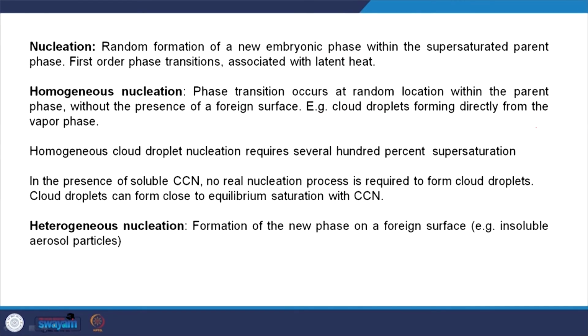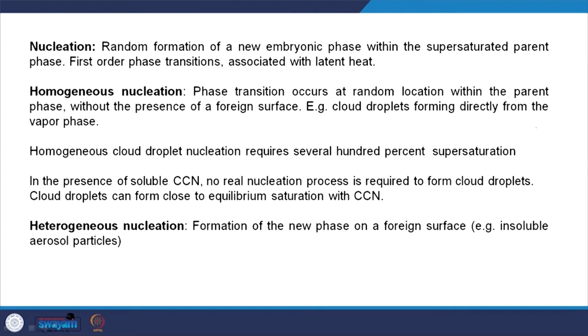The process in which droplets form out of the vapor is called nucleation, right. The random formation of a new embryonic phase within the supersaturated parent phase is called nucleation. Again, the random formation of a new embryonic phase within the supersaturated parent phase is called nucleation. This is generally a first order phase transition and is always associated with a latent heat. That means heat is given out or heat is taken. Right. Homogeneous nucleation is one type of nucleation.